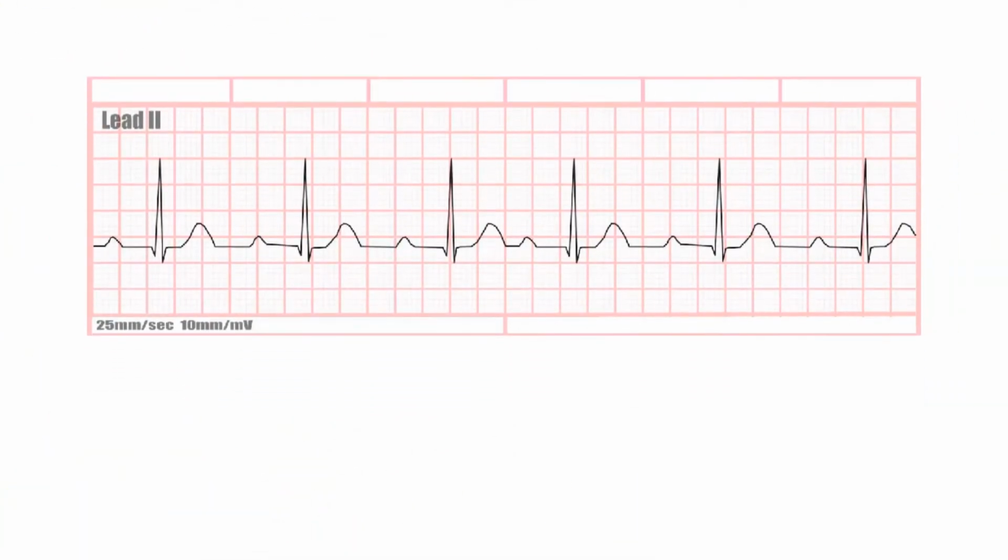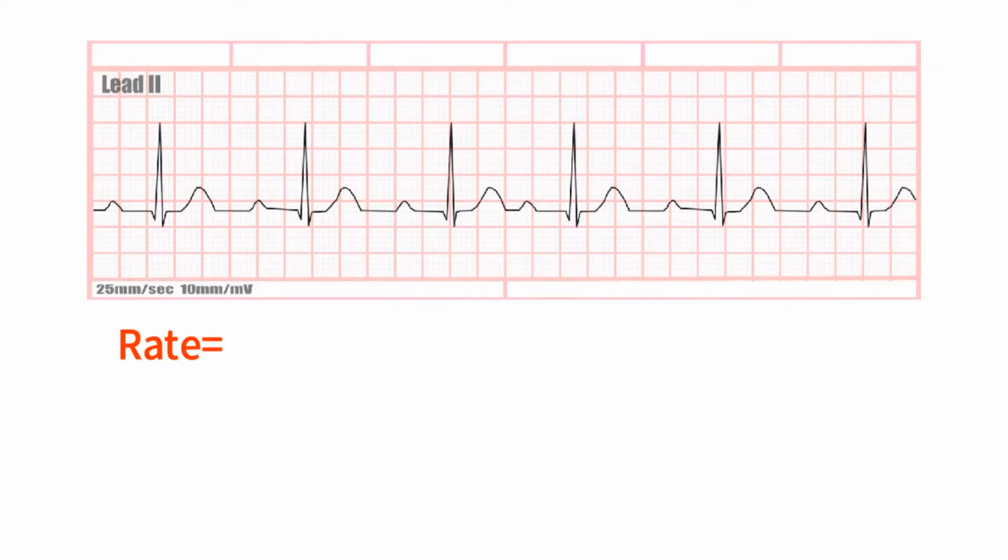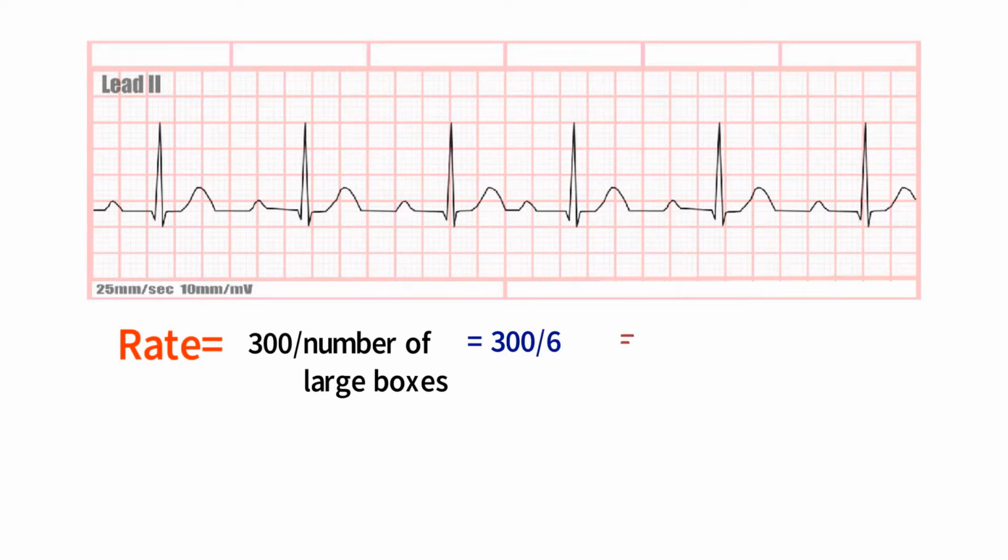So you can check the rate of this patient by dividing 300 by the number of large boxes, as we said before. So it will be 300 divided by about 6, it will be 50. So this patient is having a bradycardia or a bradyarrhythmia. So we check the rate.